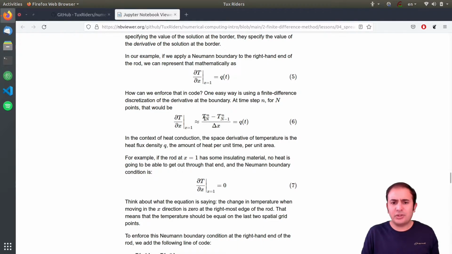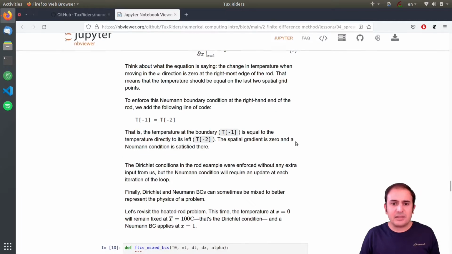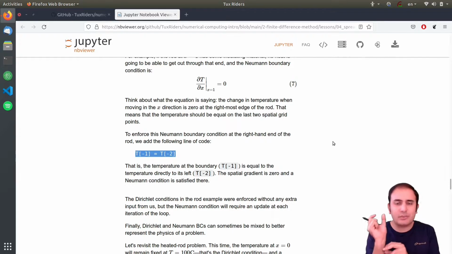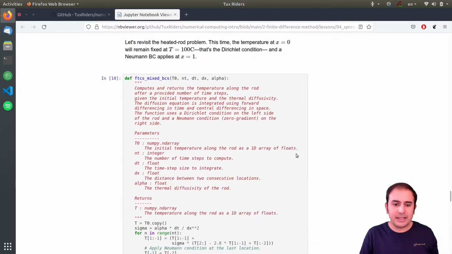And so you need to discretize it. This is a kind of discretization for this term, and this equals Q. And you can apply the same principle on the equations when you implement them. So in this case, when you say that it is 0, it means that the values of T at the last two points are equal, are the same.